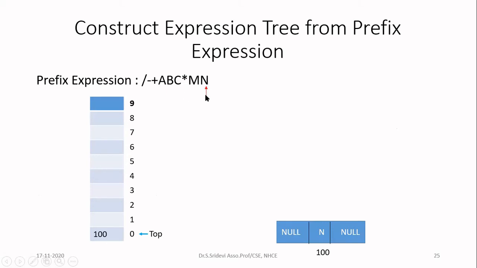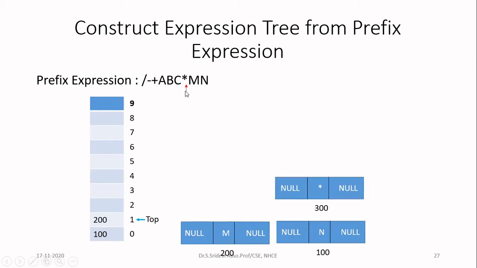So first I have n. N is an operand. When I have an operand, first I'll be allocating the node for that. The memory will be allocated, and then the address of the memory location will be pushed onto the stack as a pointer. So 100 is now pushed. Then I'm scanning the next symbol. It is M. Again, it is an operand. So I need to allocate the memory. Now the address 200 is pushed on the stack. Then I'm scanning the next symbol.